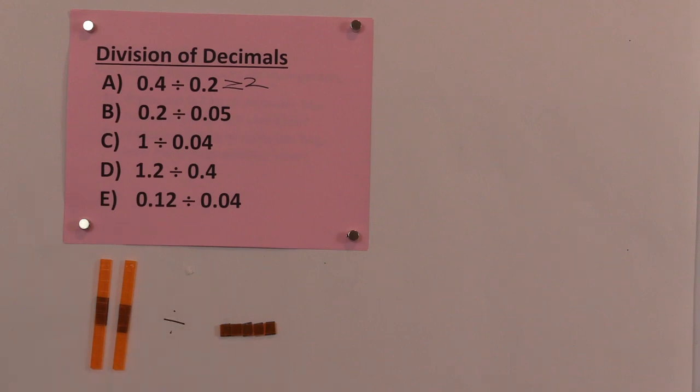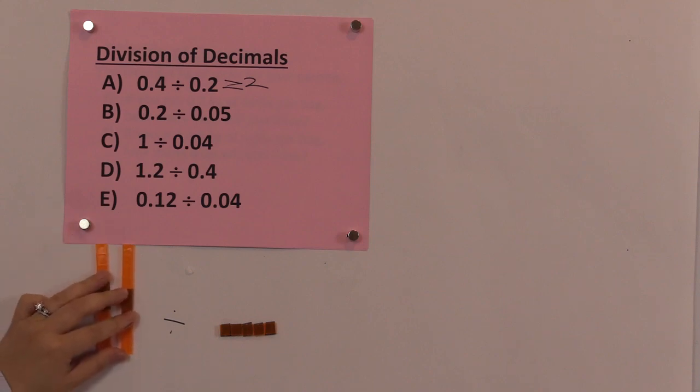I want to figure out how many of this can fit into here. How many groups of 5 tenths can fit into 2 tenths? I'm going to count 1, 2, 3, 4, 5, one time. Another 5, 2 times, 5, 3 times, 5, 4 times. So my answer is how many groups? How many times? Yes, 4 times.